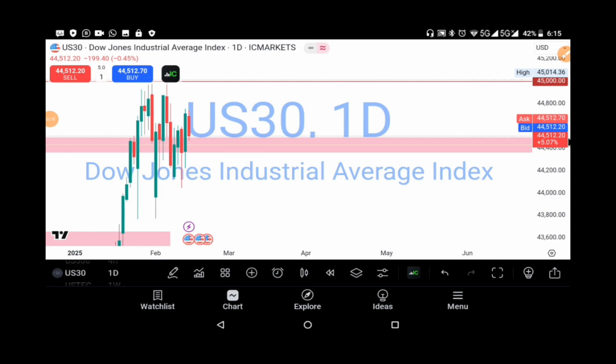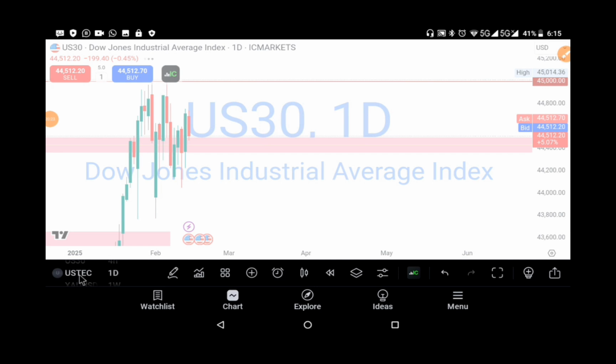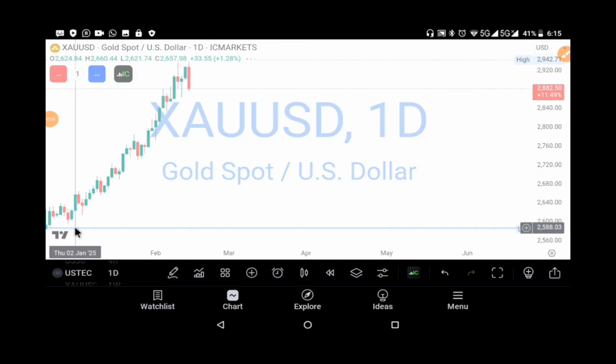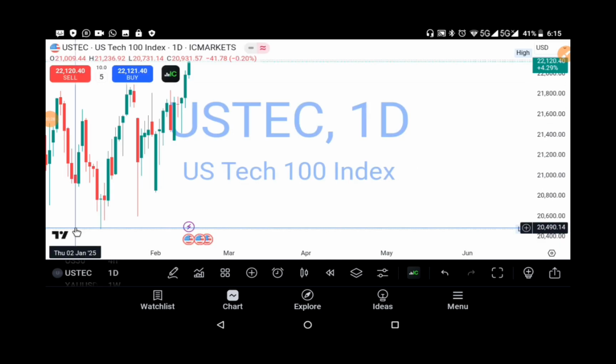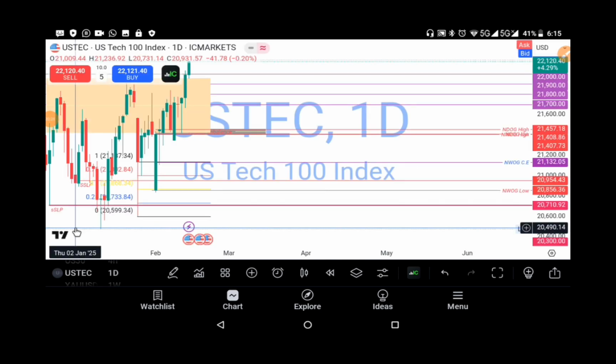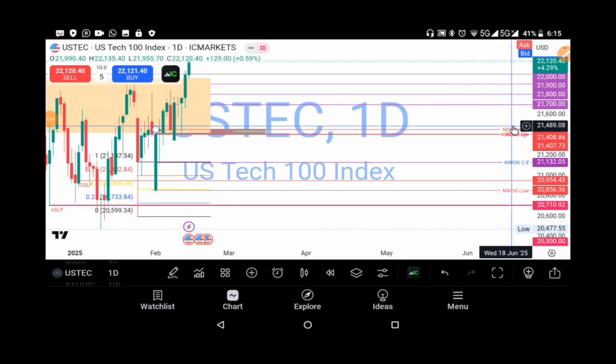So without wasting much time, let's go into our Nasdaq. Nasdaq last week, I was interested in the market price finding a support around 21,300, and we should see 21,600 and 22,000 being tagged. That is over 400 candles.